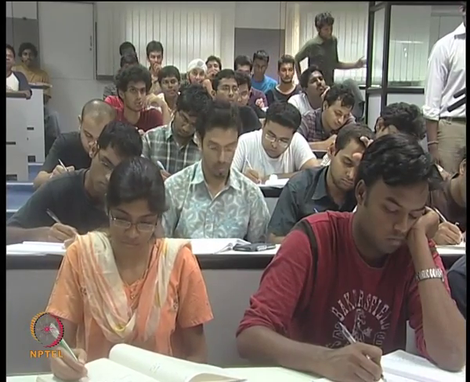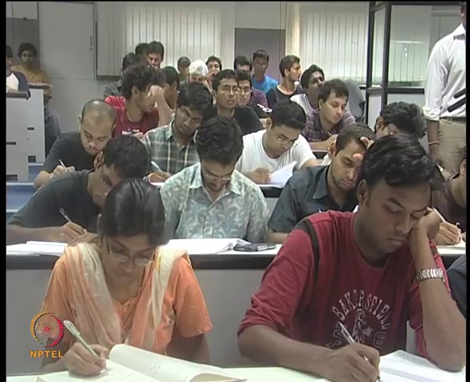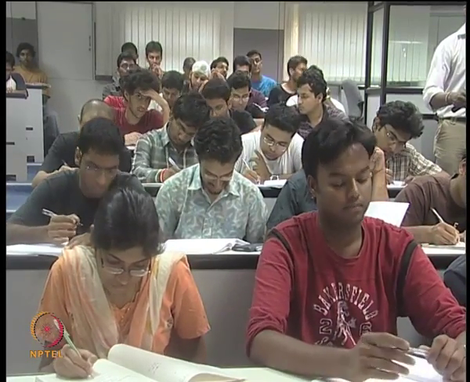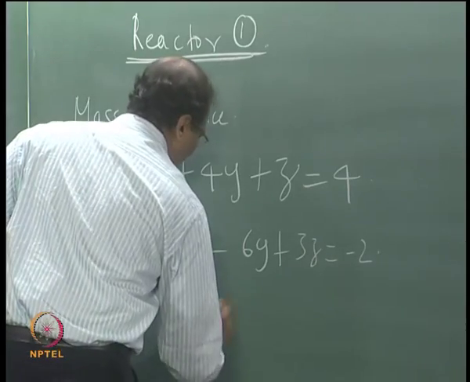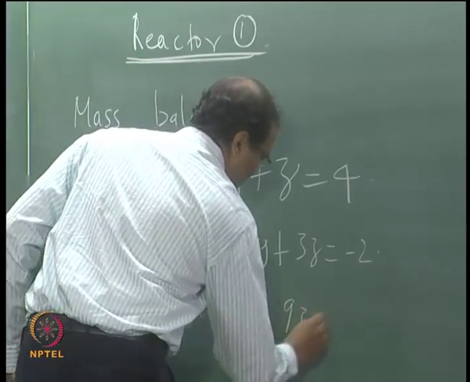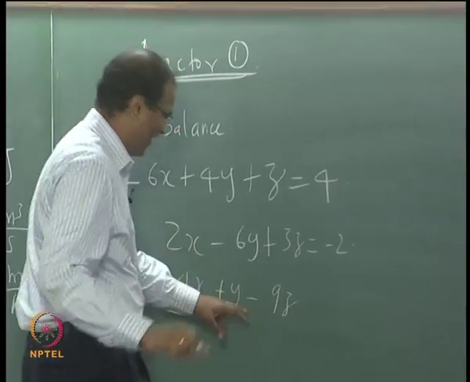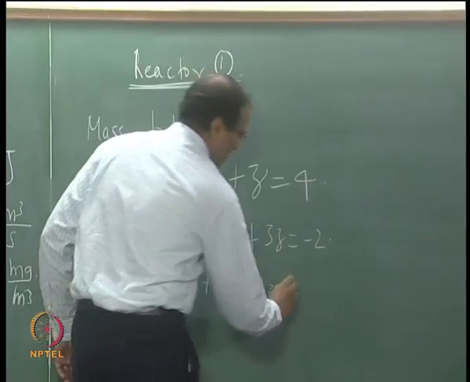Third one. 4x plus y minus 9z equal to minus 16. Okay, 4x plus y. But you are not reading out the... nice check. Okay. Minus 16. Yeah, that's it.